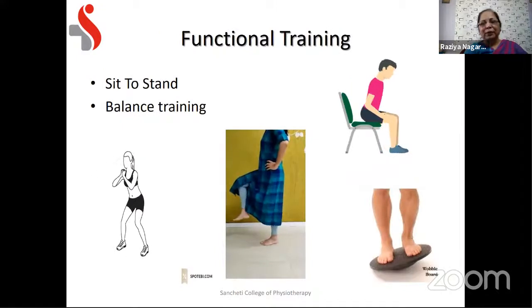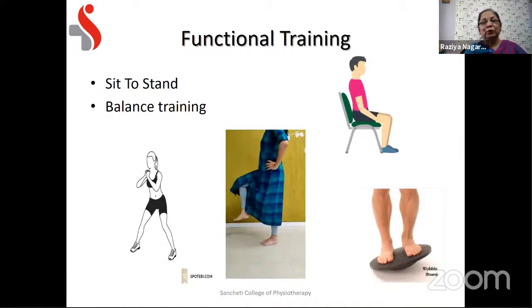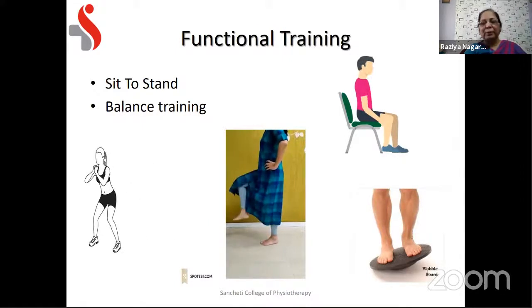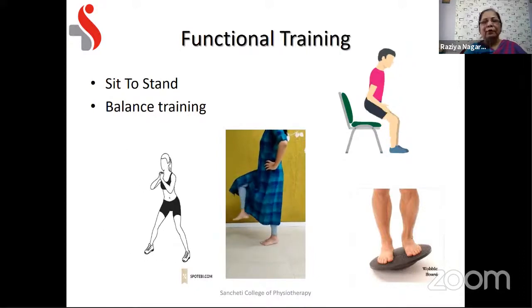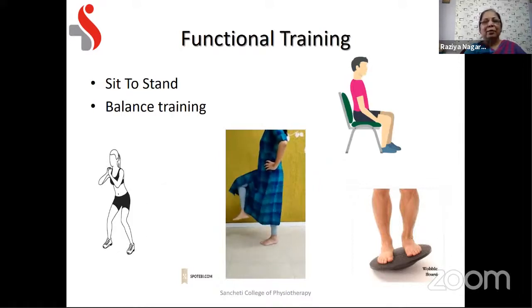Functional training, that is, you want to improve the patient's function. As I say, this sit to stand will help them in improving their lower limb strength and balance, which we have to work on. So improve the balance by doing more balance exercise with them.